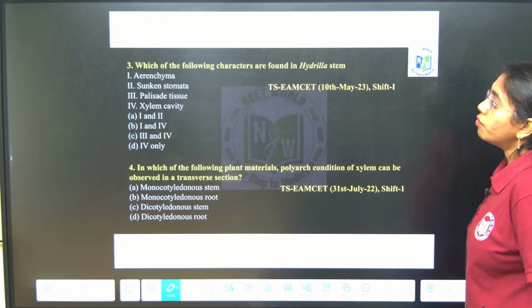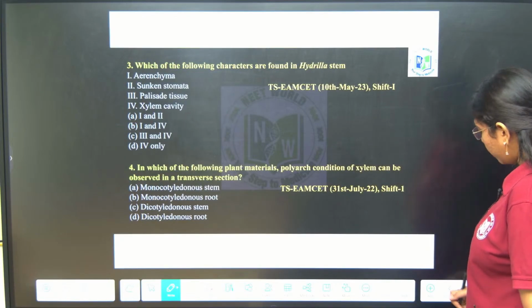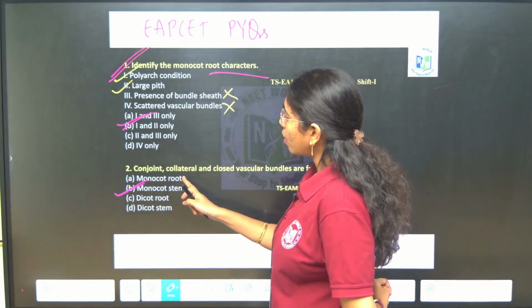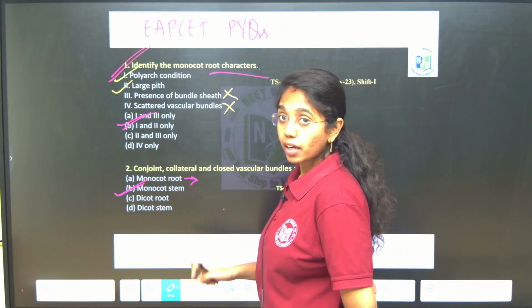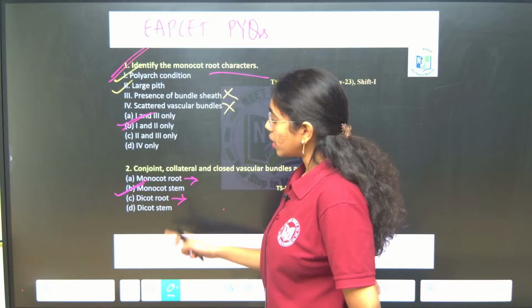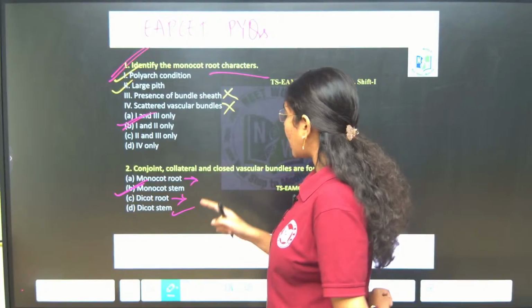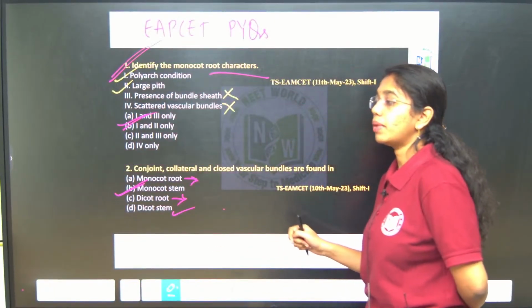And then which of the following characters? Here I would like to address the vascular bundles of others also ma. Monocot root, it is radial and closed. Dicot root, it is radial and open. Dicot stem, it is conjoined, collateral, open type of vascular bundles.